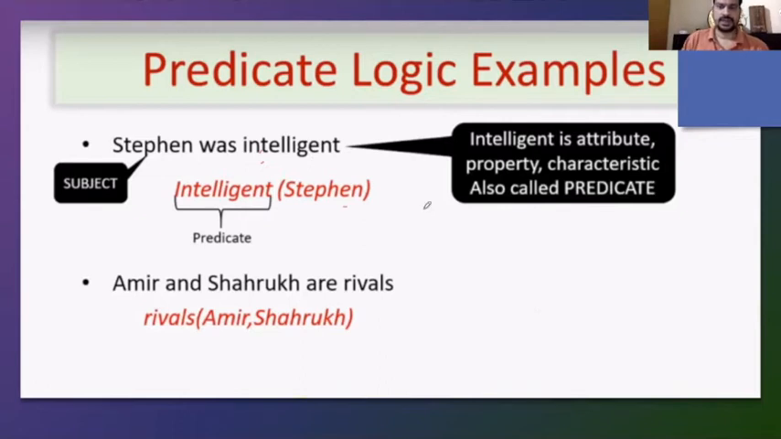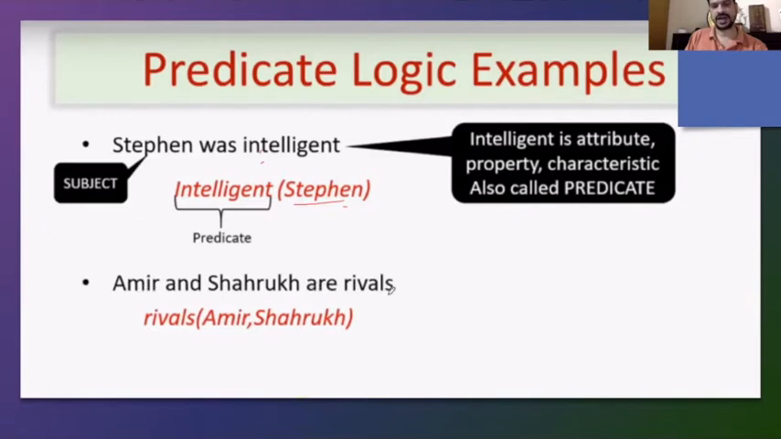Okay. So let's see this. How can you represent it in the first order logic? It says that you have a predicate. Predicate means its property. The property is what? Intelligent. Who is intelligent? Stephen is intelligent. In that way you have to write. So this is your object, and this is your relation with that particular object, which is also called predicate.